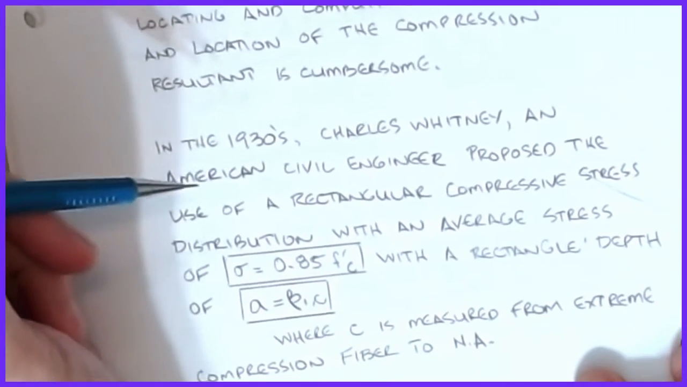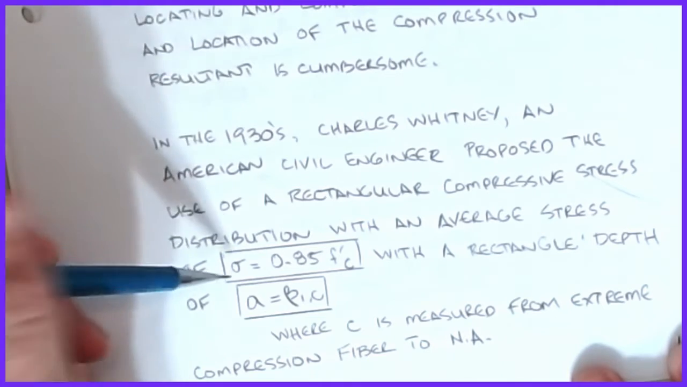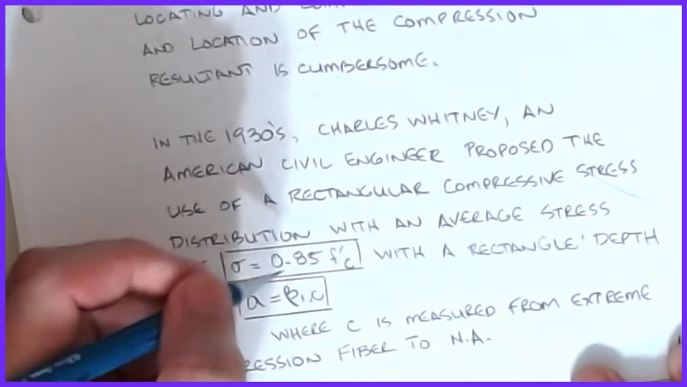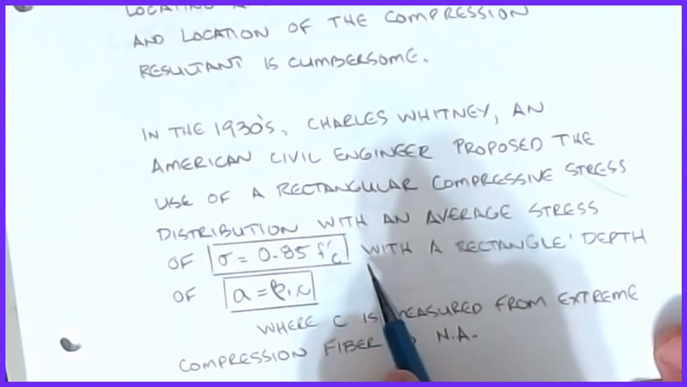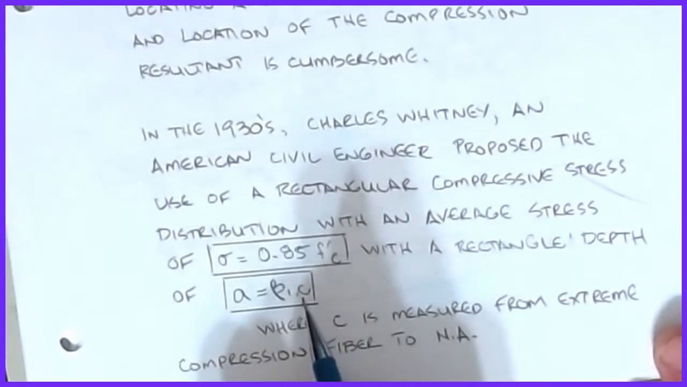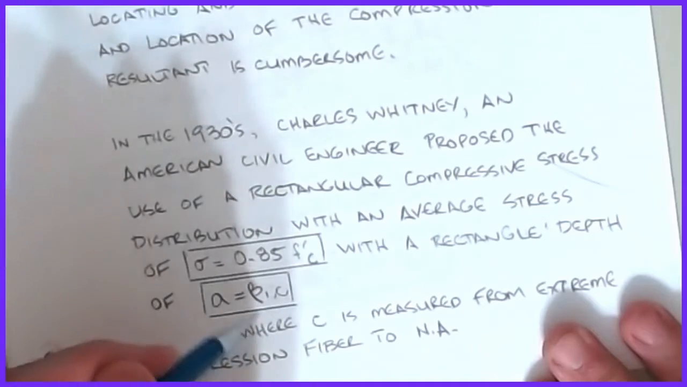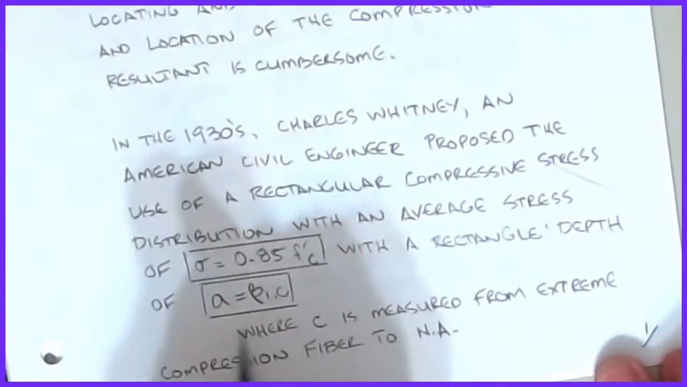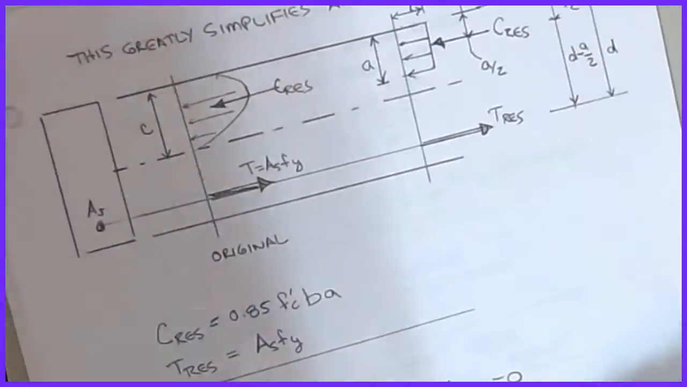All right, so what he proposed was using a rectangular compressive stress distribution with an average stress equal to 0.85 f'c. That had a depth, or a rectangular region, of this letter a that he used, and he related a back to that c dimension. This is the same c that we had on the strain diagram, right? That's the distance from the top fiber down to the neutral axis, and then there's this multiplier, this beta 1 factor, if you will. And this is the trick and the approximation, and it works very, very well for what he had proposed.